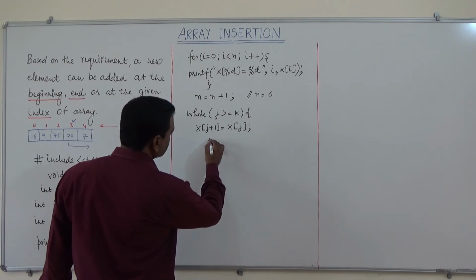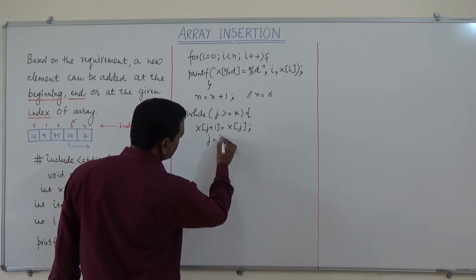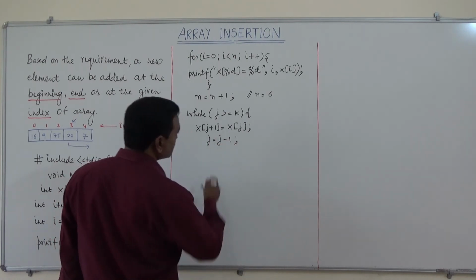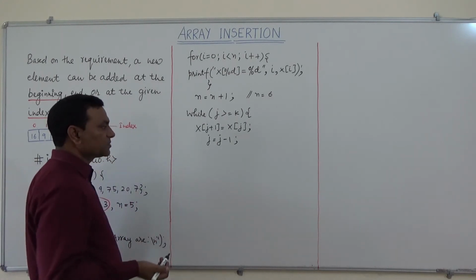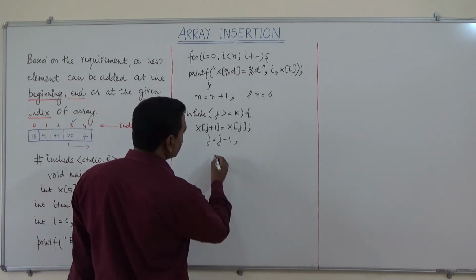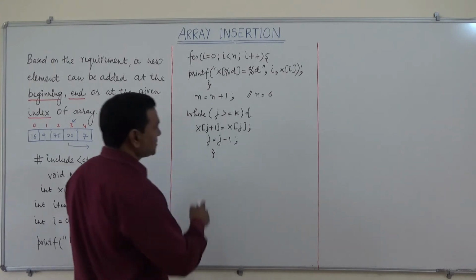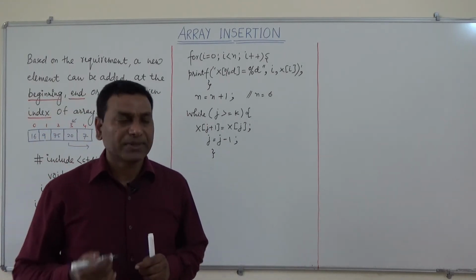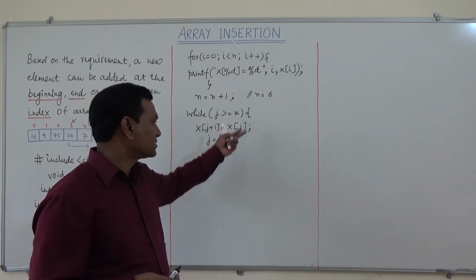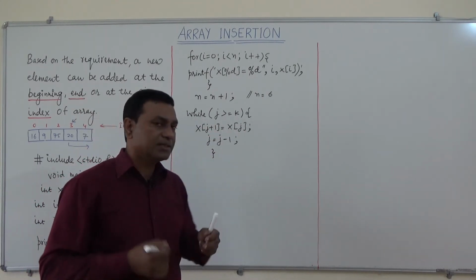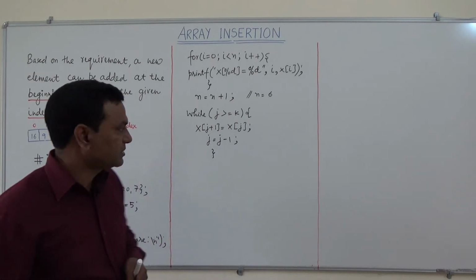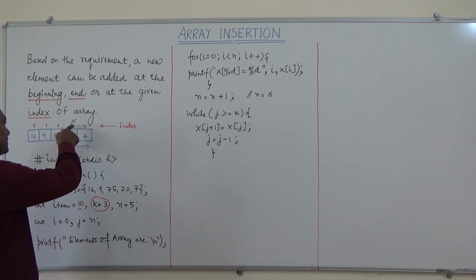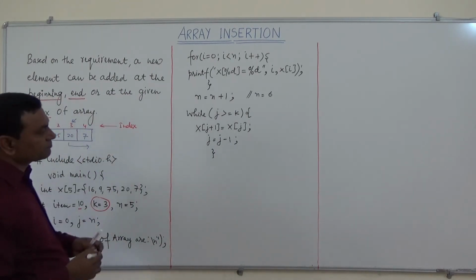And after this, j equals to j minus 1, because we are using greater than equals to k, that's why we are using j equals to j minus 1, and so on. So this loop will run up to when this condition becomes false. So in this way we can change the indexes from this index onwards.